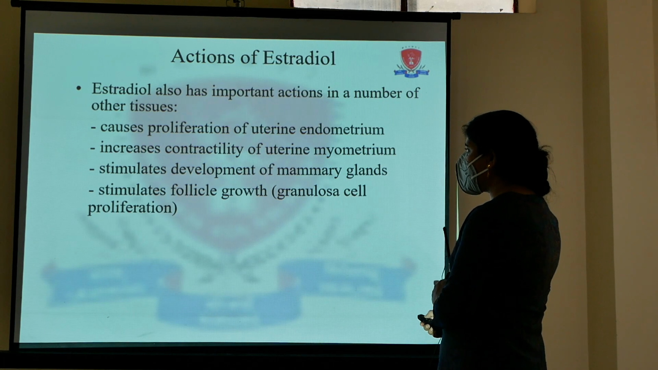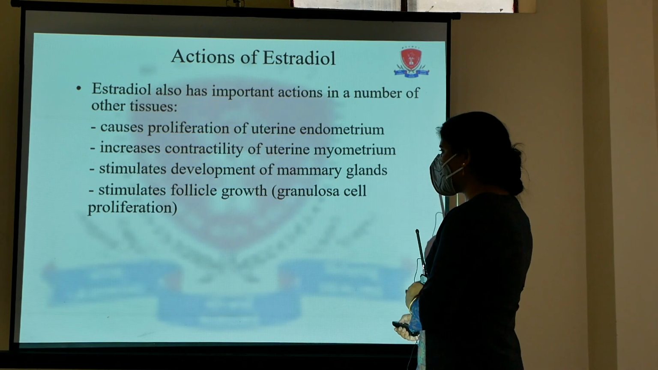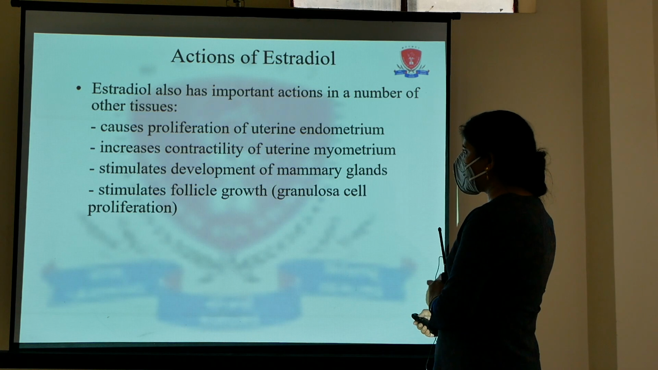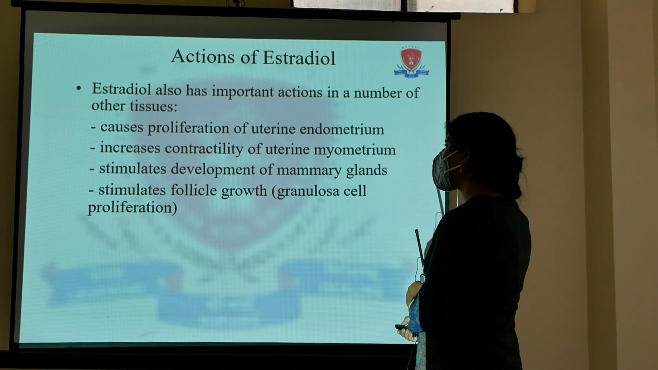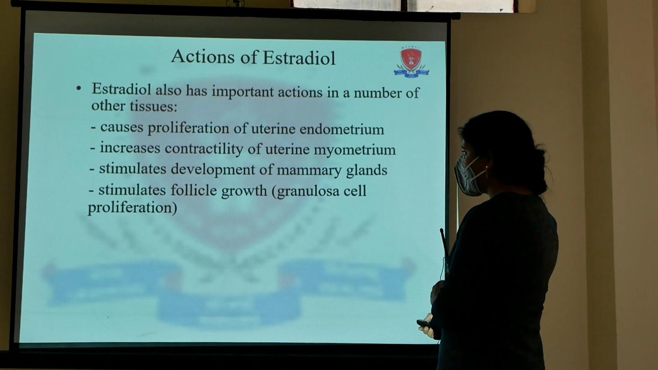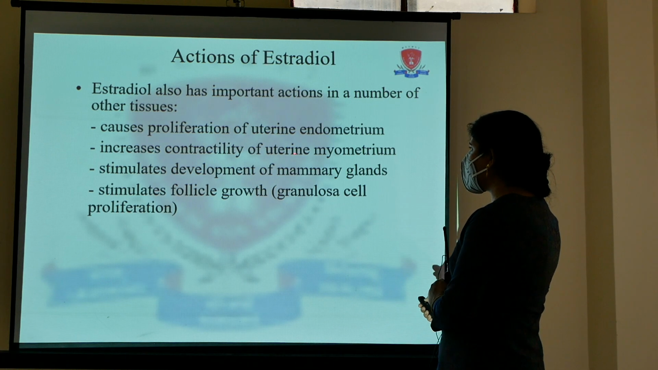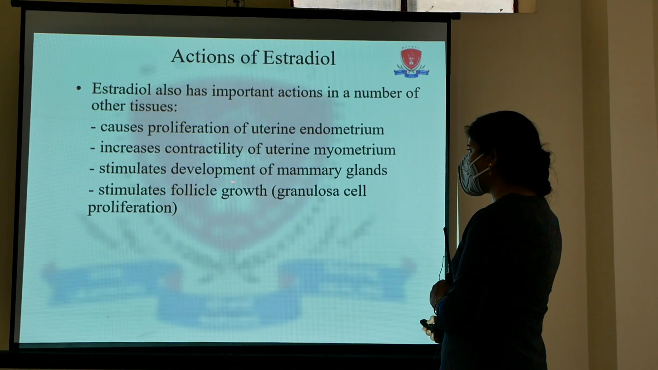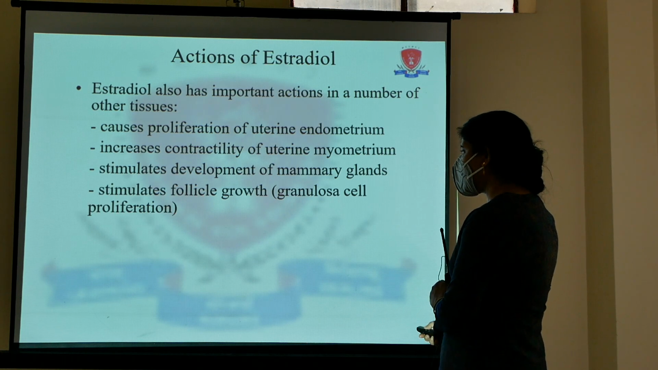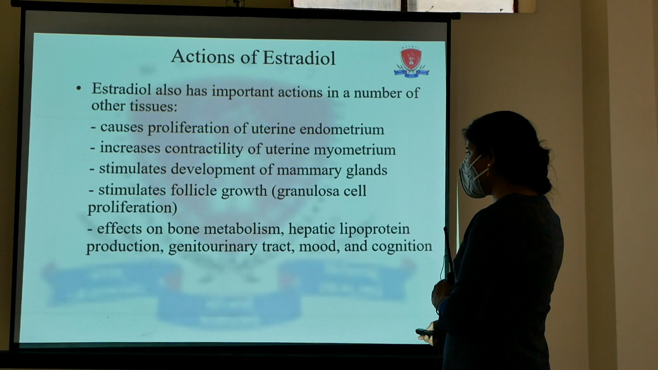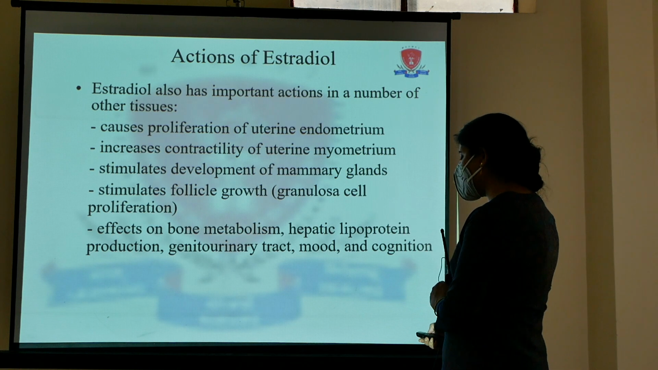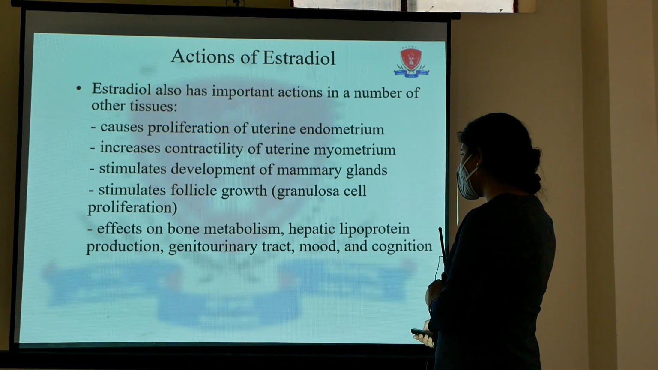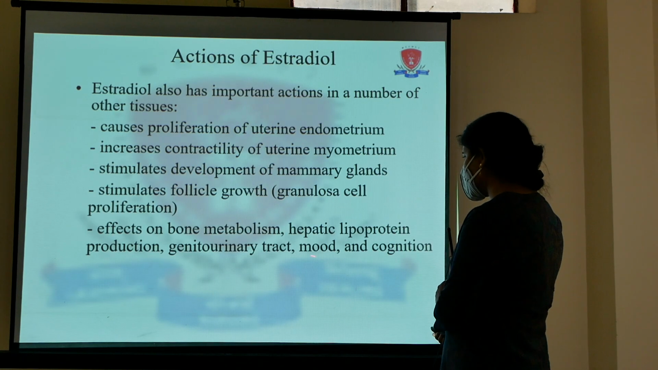If implantation or fertilization does not take place, then menstruation takes place, and if fertilization takes place, then the uterus is prepared for implantation. Estrogen increases the contractility of the uterine myometrium, stimulates development of mammary glands, and stimulates follicular growth and granulosa cell proliferation. It also affects bone metabolism, hepatic lipoprotein, the genitourinary tract, and mood and cognition.